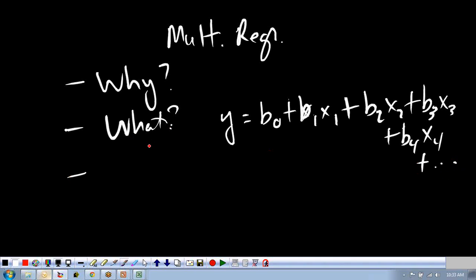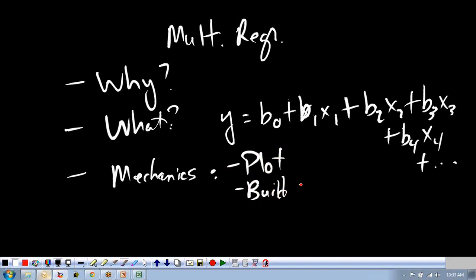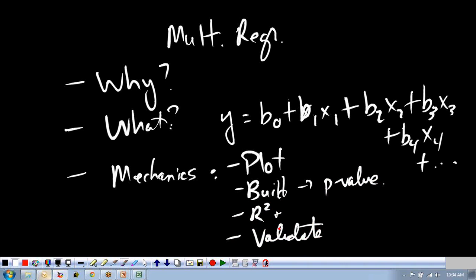And then finally, we talked about the mechanics. Very similar, but it takes a little more time because you have more. So it's plot, build. Now this is a little more complicated because we have the p-value selection, R squared, check adequacy, and then finally validate, which is a more important step here, which is the residuals.